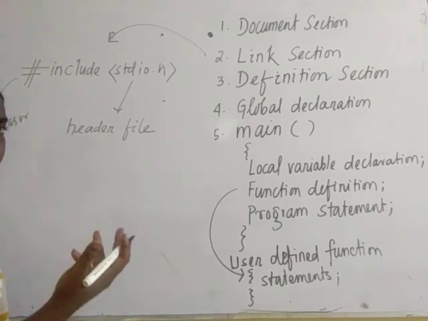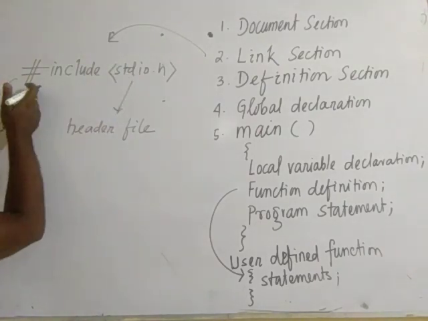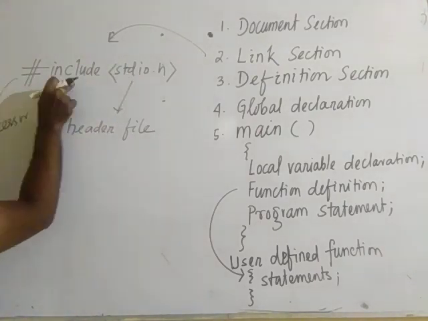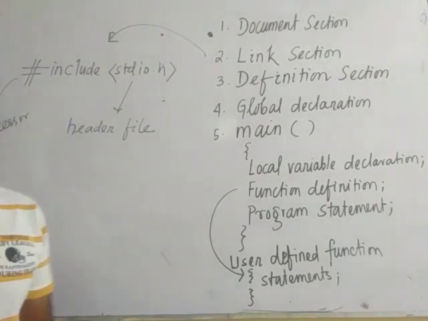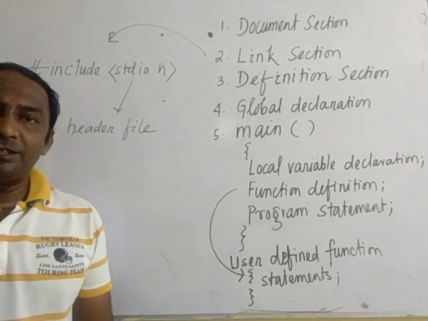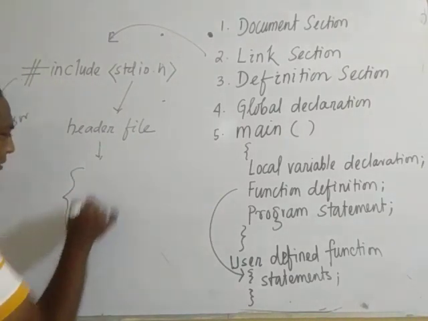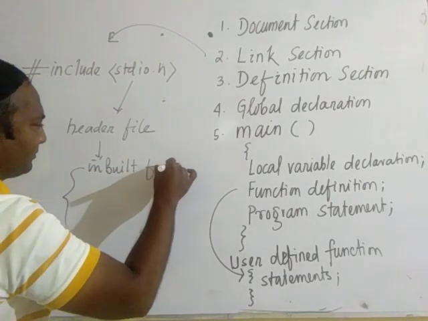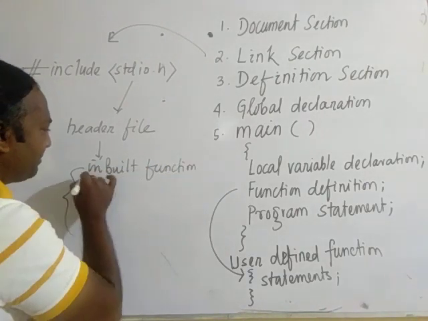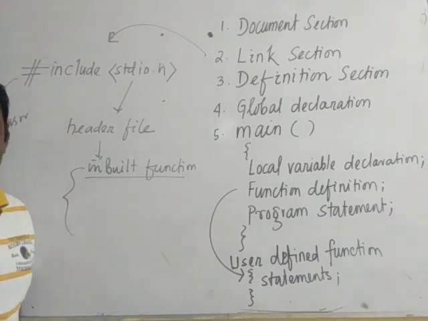Preprocessor. Before the starting of the process of the program, we include the header files. This means the preprocessor will include the header files. What is a header file? A header file is actually a file in the C library which consists of the inbuilt functions. Inbuilt functions means the functions which are already there in the C library or the C compiler. Those can be used for any manipulation.